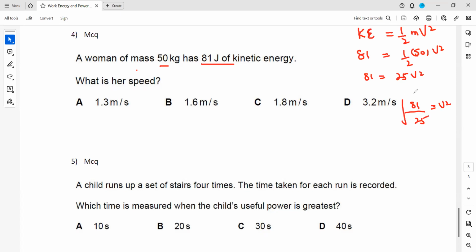To get v, we have to take the root of both sides. So the root of 81 divided by 25. That will be 1.8. So C will be the right answer.